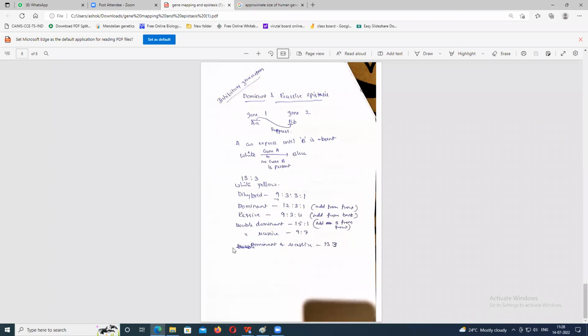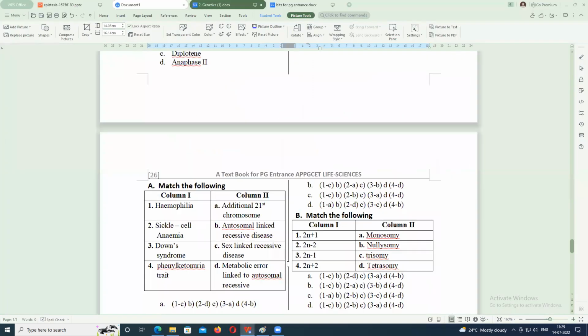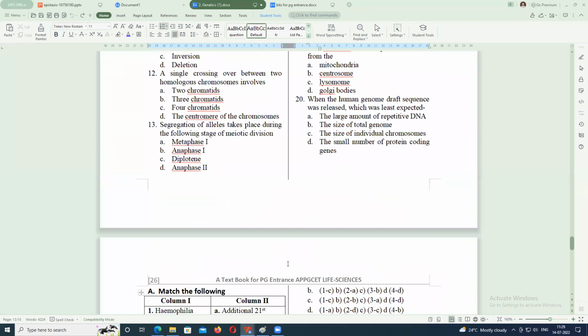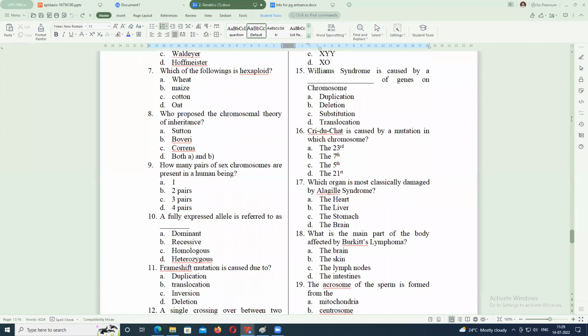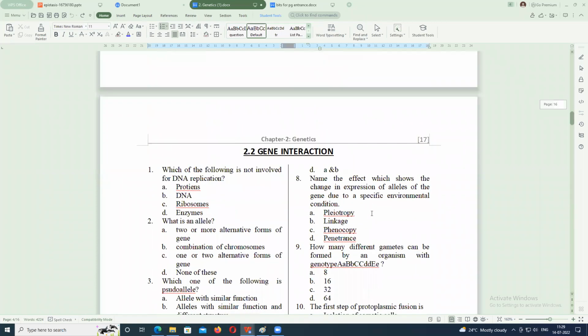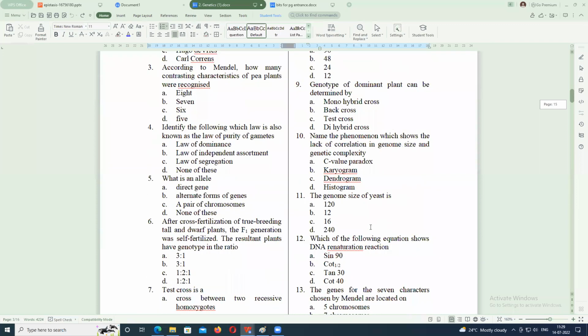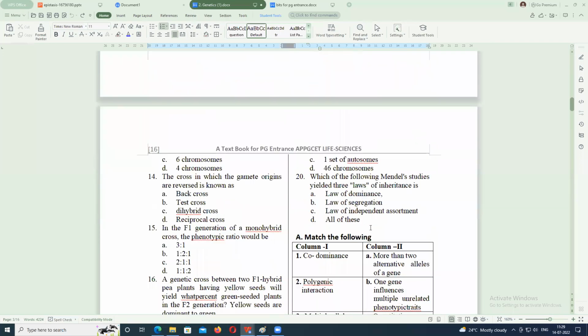Yes, shall we move on? Yes, ma'am. Okay, we are going to practice some bits. Last time we have seen Mendel laws, bits related to Mendel laws we have solved. Okay, we are going to the next section now.